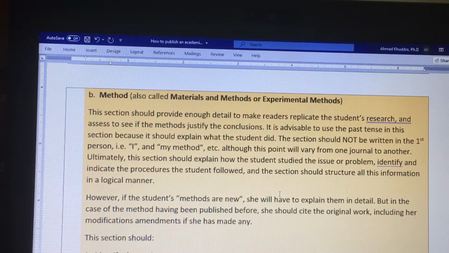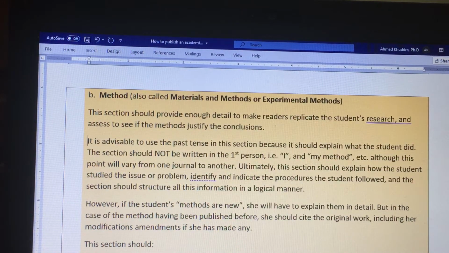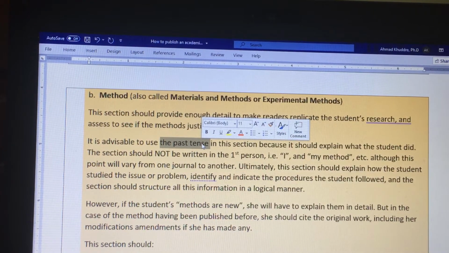This section really provides enough detail to the readers in order to follow the research and assess it and see if the methods are really justified or justifying the conclusions. Now here, of course, it is advisable that the past tense is being used, because the past tense in this section will be able to explain what the student, not necessarily the student only, but the researcher, the scholar, have actually done, what they did. So they use the past tense.